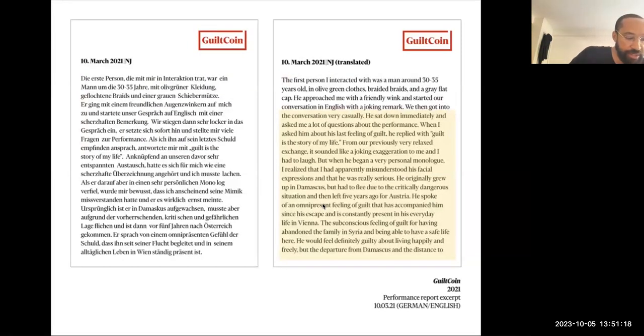Here's an excerpt of a visitor whose guilt took on a very different valence. He was wrestling with a sort of survivor's guilt after having fled Syria during the Civil War. And here's a little excerpt. March 10th, and this is translated from the original German.